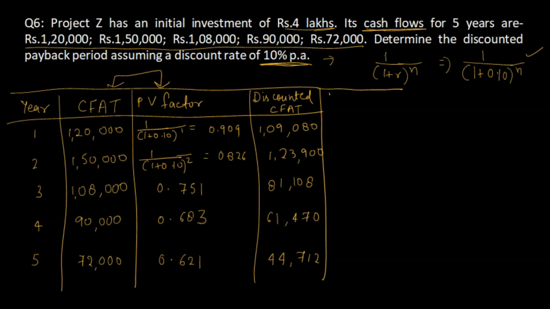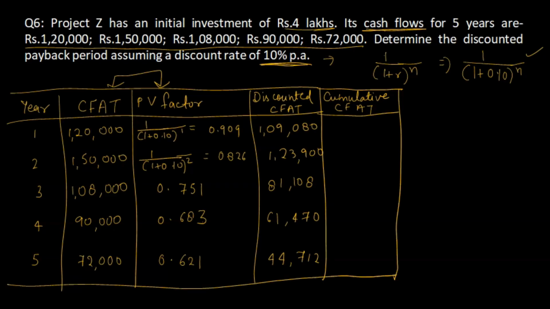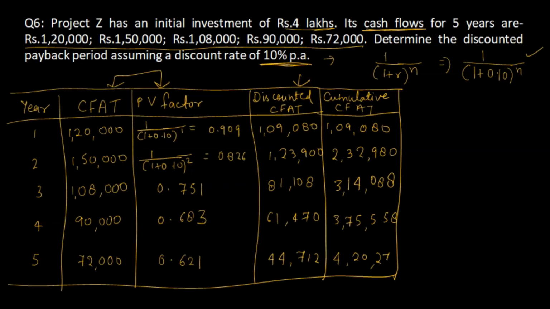And last step, cumulative CFAT we will find out here. We will find out the cumulative one with these discounted values, not the earlier CFAT. So first will be the same as it is. Second, 2,32,000. This I will not tell you because you know how to find it out. Just add the next discounted CFAT to the amount which you are getting. So 3,14,088. Just add this 61,470 to this, you will get 3,75,558. And last 4,20,270.